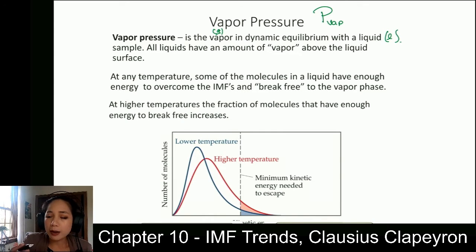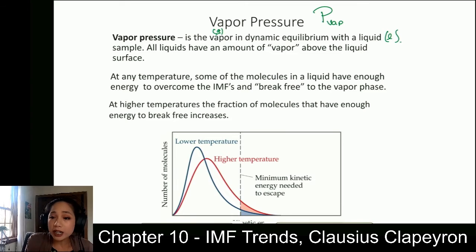So, I mentioned that we smell these things at our ambient temperature and pressure. Because at any temperature, some molecules in a liquid have enough energy to overcome intermolecular forces and break free into the vapor phase. So that's why you can smell the acetic acid in vinegar, because at room temperature, there's enough kinetic energy to allow some of those acetic acid molecules to escape into the air so we can smell it.